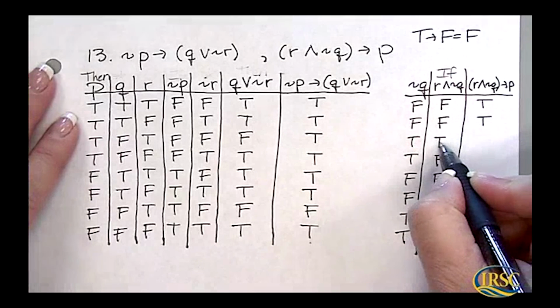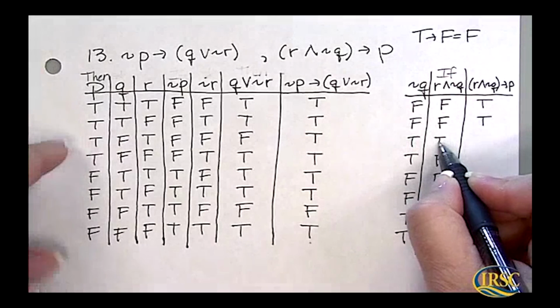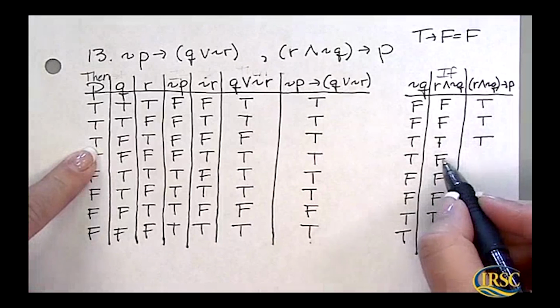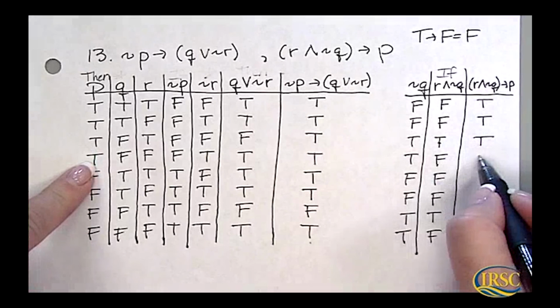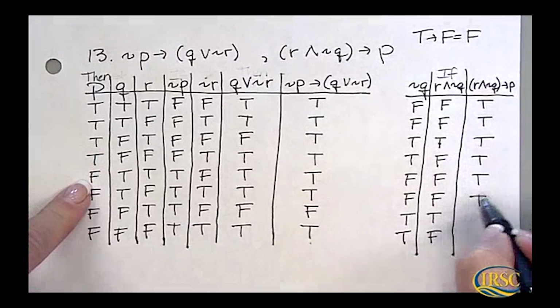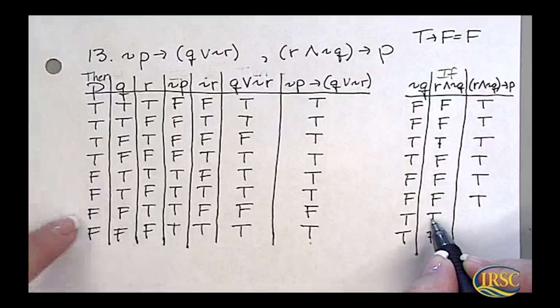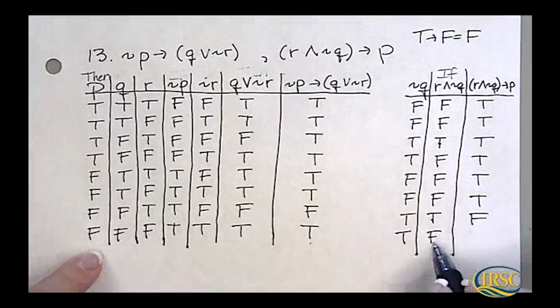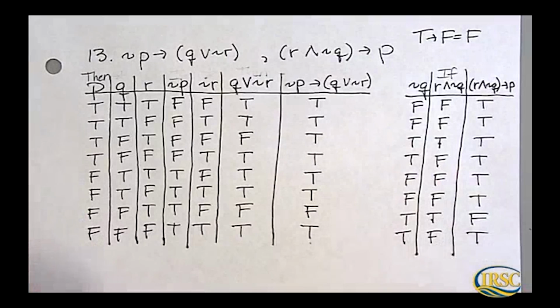Okay, here I need to be concerned. So if true, then true, I'm still okay, that's true. If false is true, if false is true, if false is true, if true, then false is false. And then if false is going to be true.